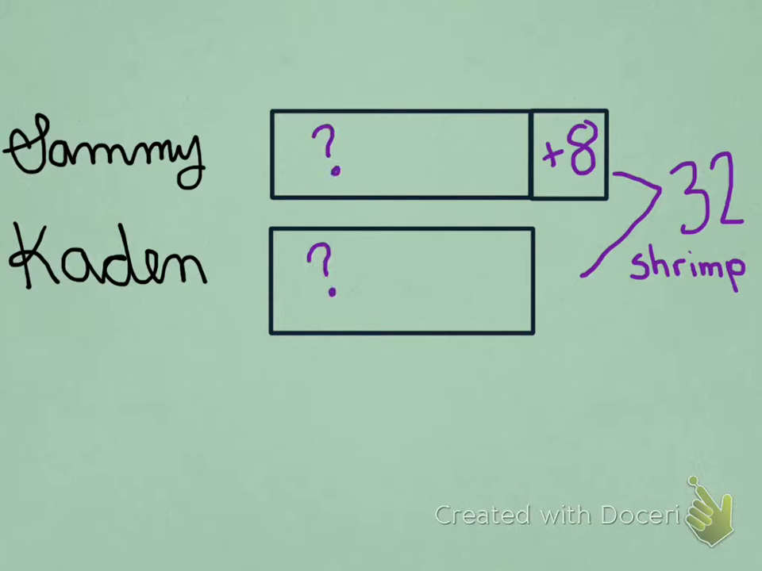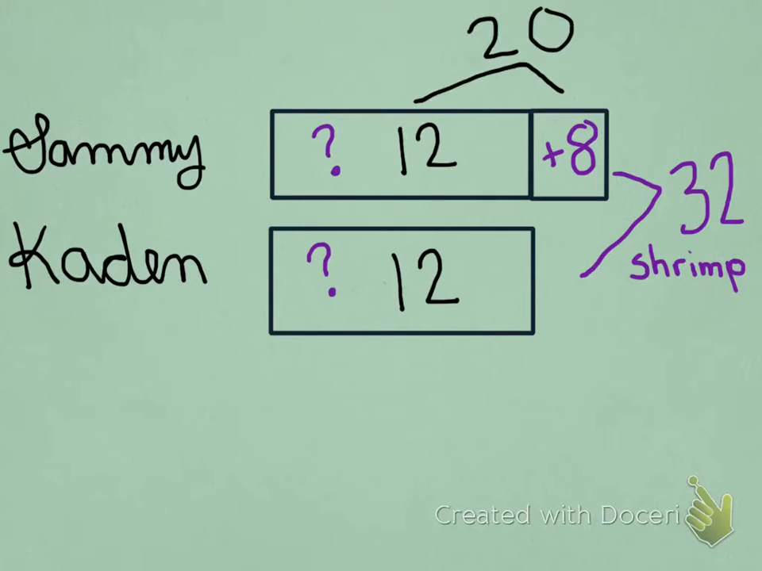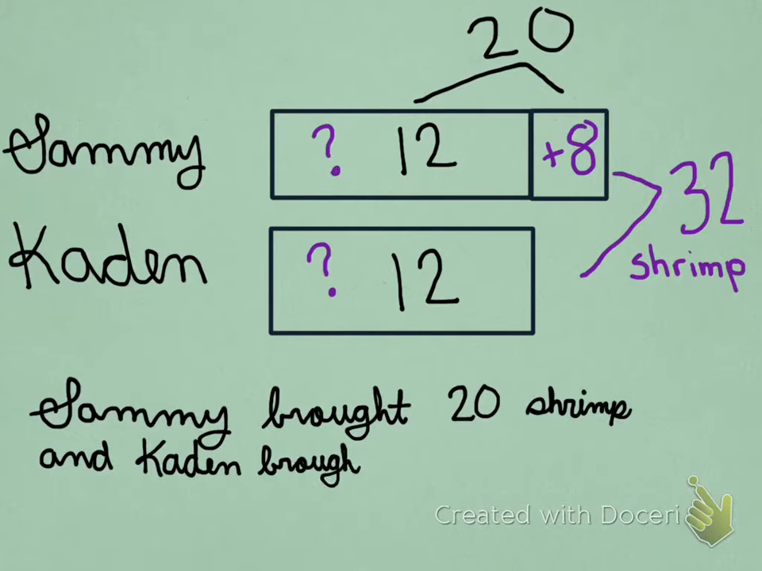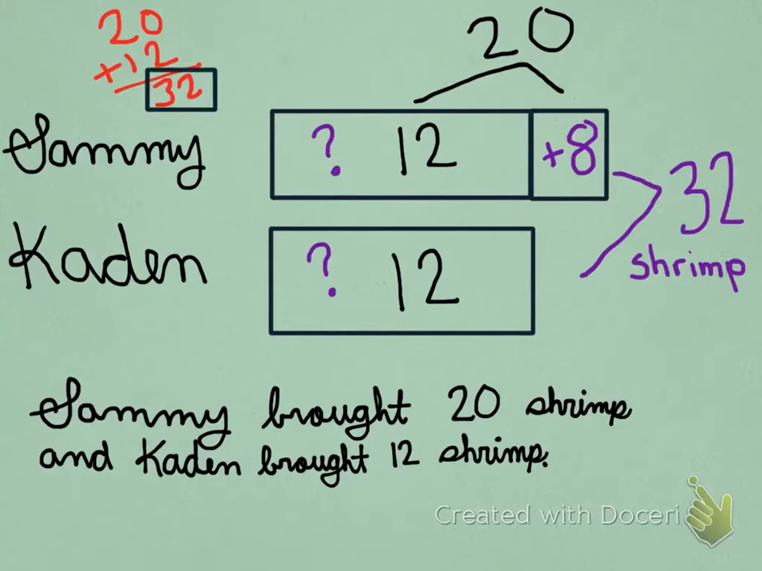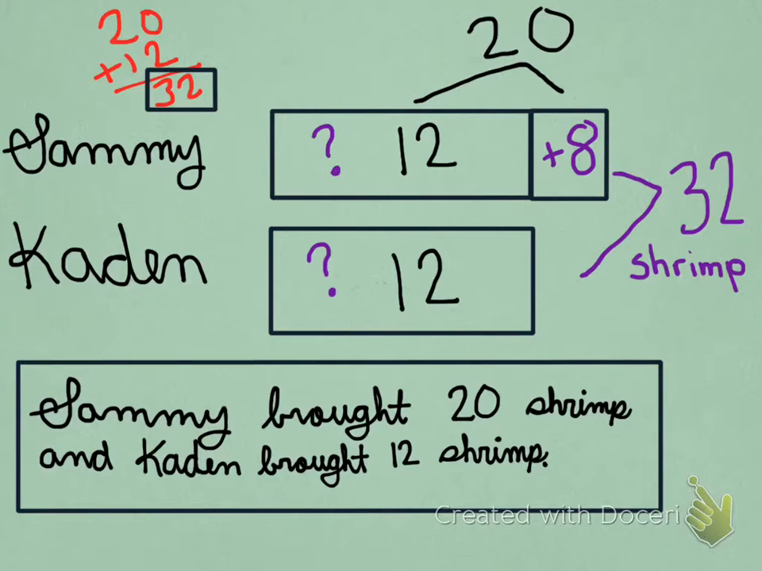So again, what I know so far. Sammy and Caden brought shrimp. Sammy brought 8 more. Altogether, they have 32 shrimp. Now, based on this new information, I know that 12 plus 8 is 20. So Sammy brought 20 shrimp and Caden brought 12. Now, let me just double check my work. If Sammy brought 20 and Caden brought 12, that adds up to 32. So I can conclude Sammy brought 20 shrimp and Caden brought 12 shrimp.